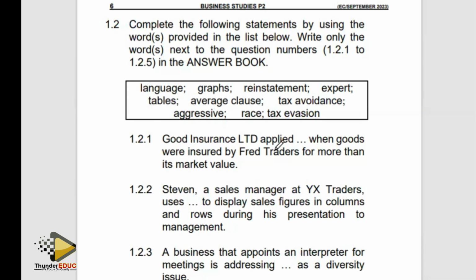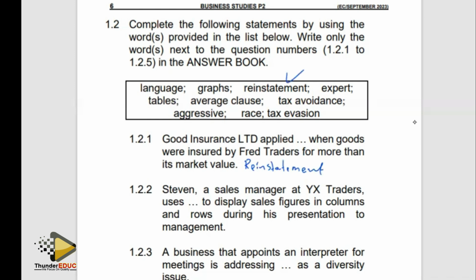Okay, right. So now let's check 1.2.1. Good Insurance Ltd applied dash when goods were insured by freight traders for more than its market value. So now in this regard, our appropriate answer is going to be reinstatement. So now reinstatement is going to be our appropriate answer for this particular type of question.